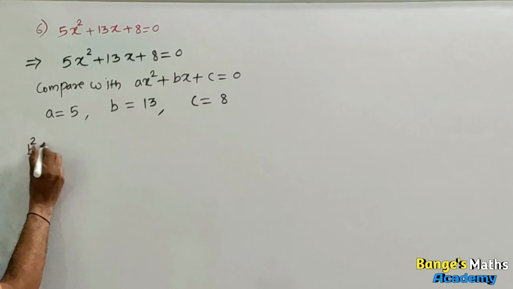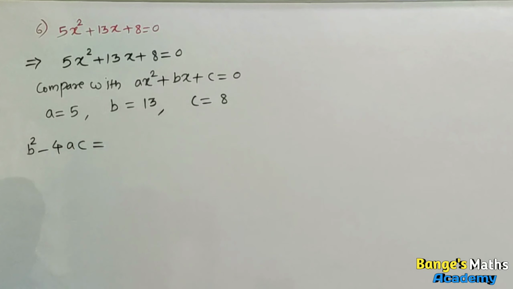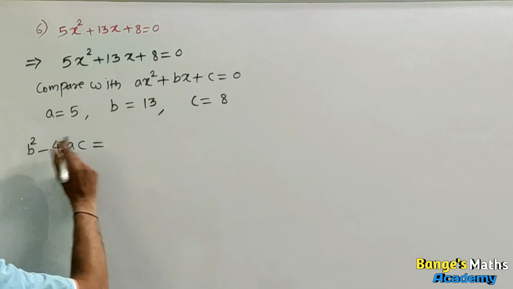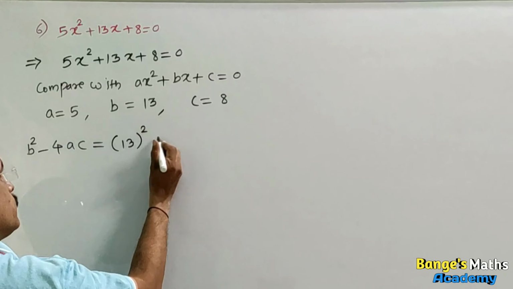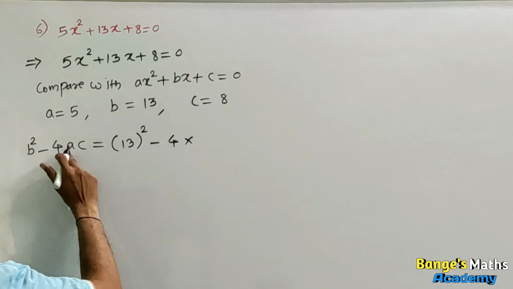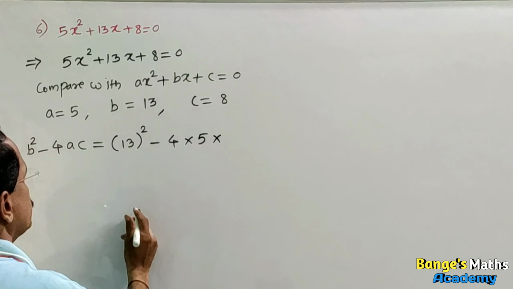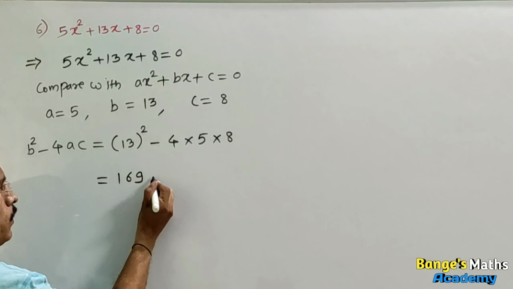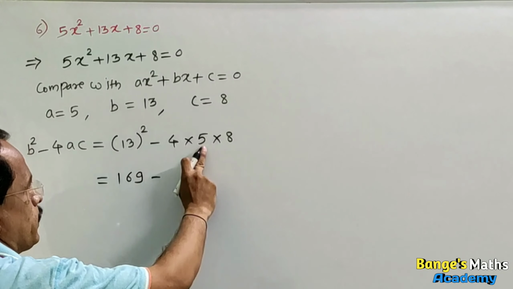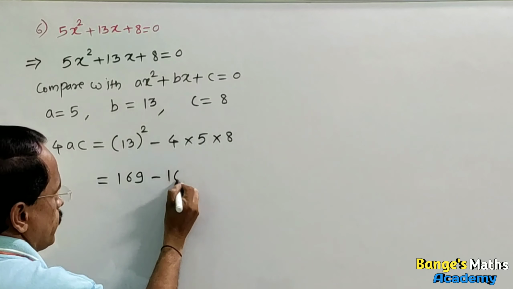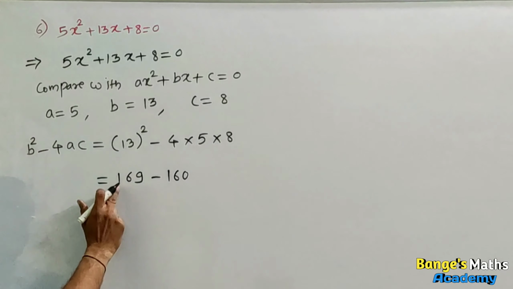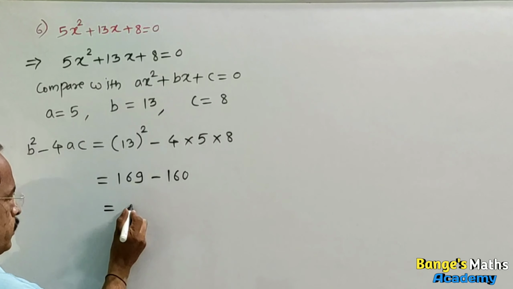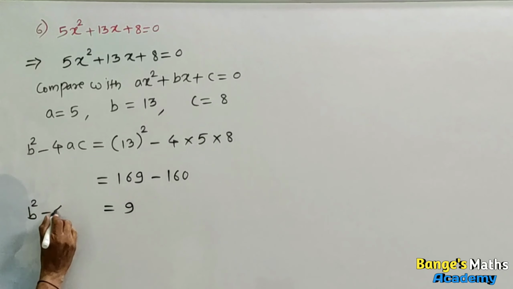Then find b square minus 4ac. b square means 13 square minus 4 into a 5 into c 8. Then simplify this. 13 square is 169, minus 4 into 5 is 20, 20 into 8 is 160. 169 minus 160, take the subtraction, we get 9. We get b square minus 4ac is equal to 9.